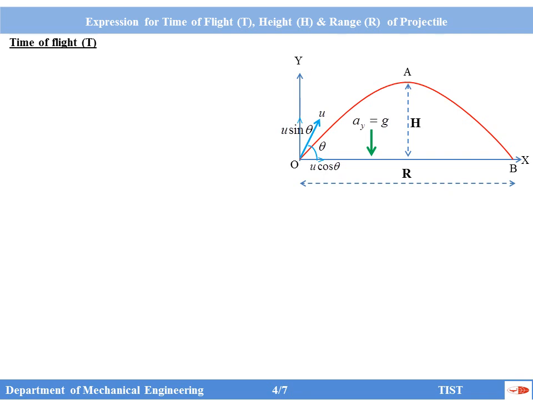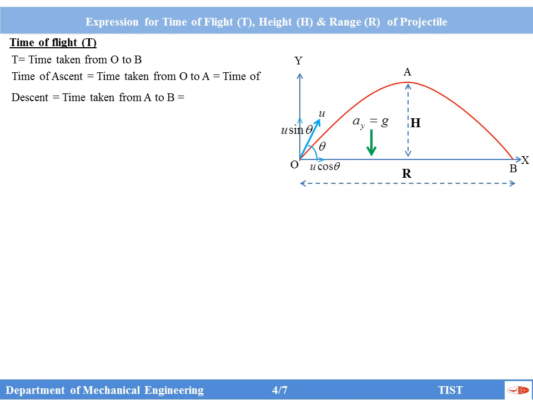Before going to that, what is time of flight? Time of flight means the total time taken by the projectile to go from O to A to B. That is time of flight. Now the time of ascent means the time taken by the projectile from the origin to the peak point A. That is O to A, the time of ascent, and the time of descent is the time taken from A to B.